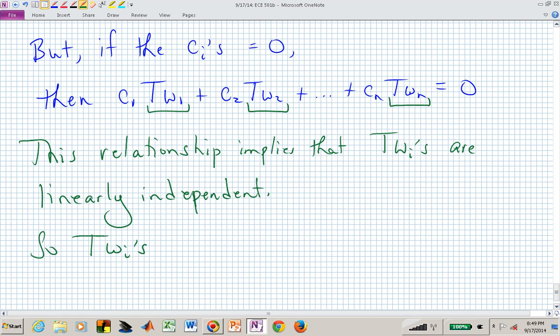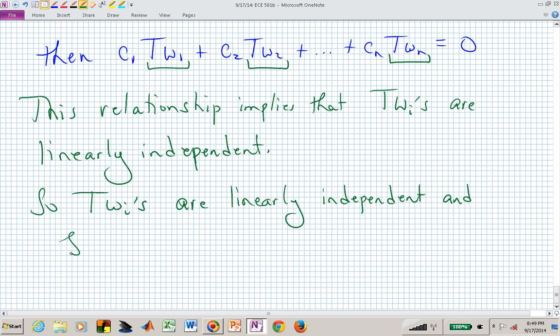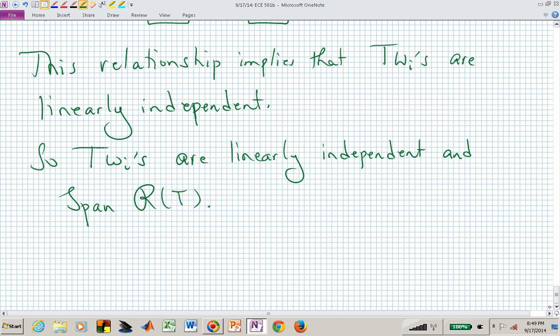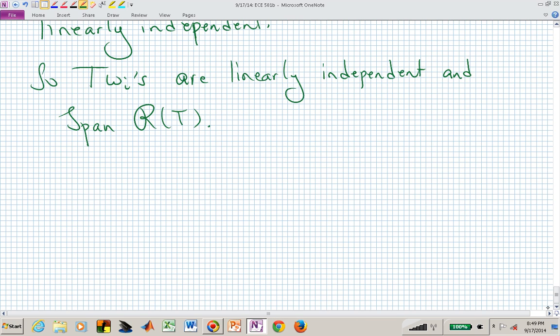So the T W sub i's are linearly independent, and they span the range of T. Now we know that we have a basis for the range of T, a set of vectors that span this subspace, the range of T, and they are linearly independent.